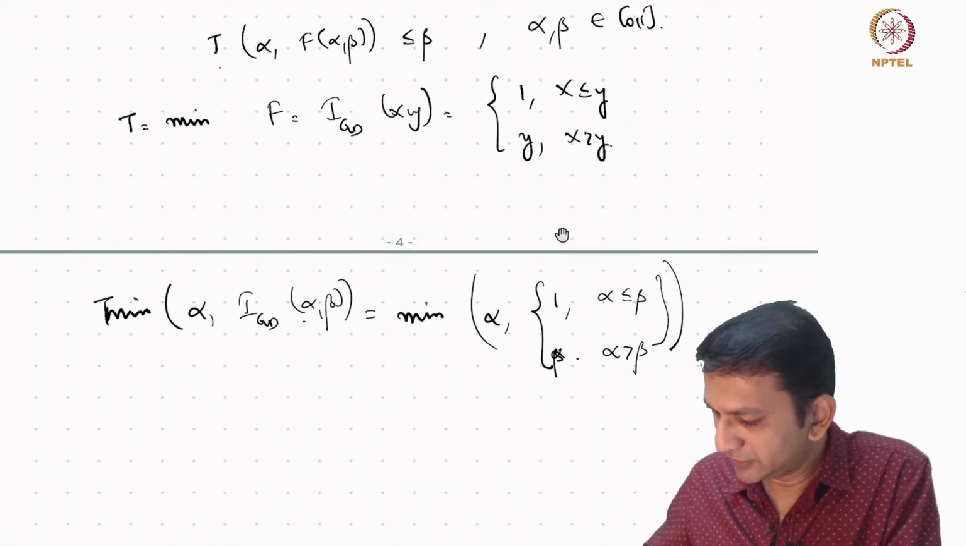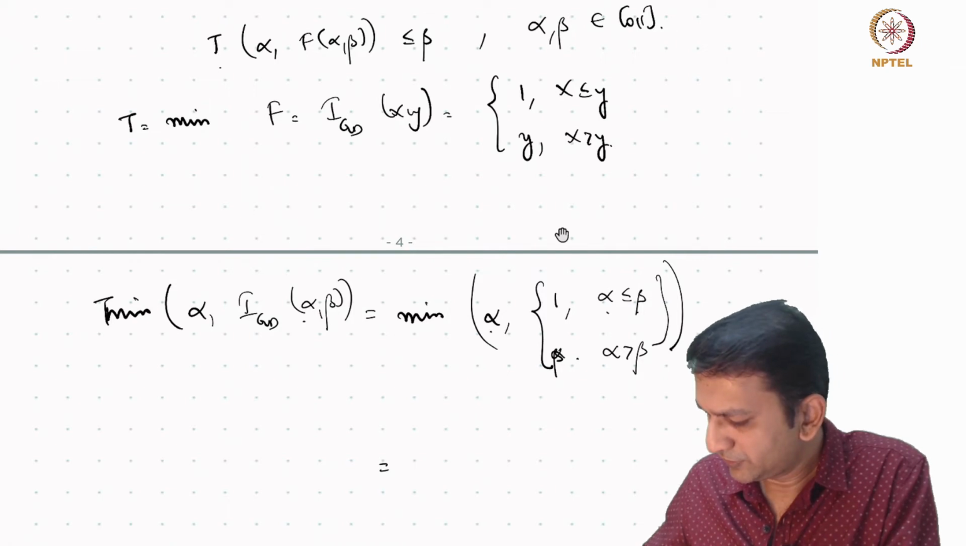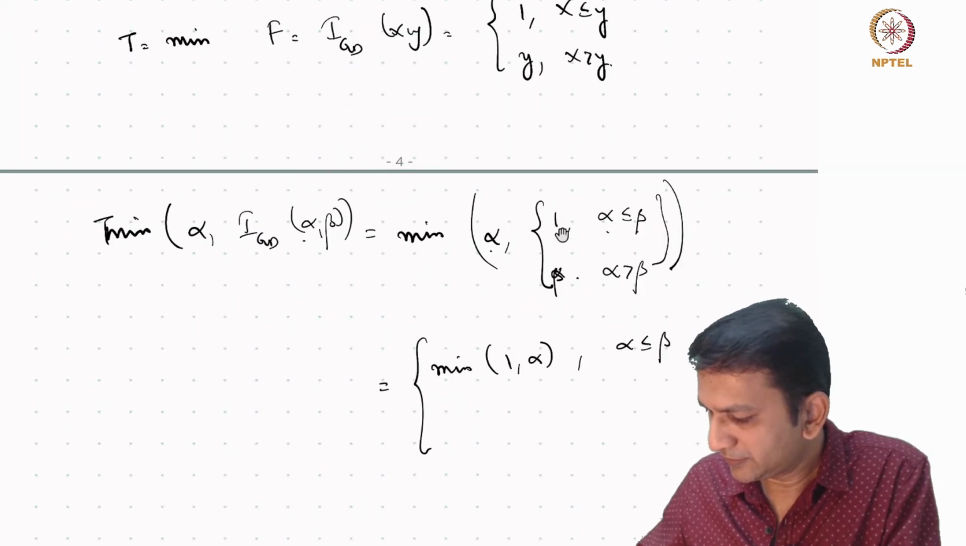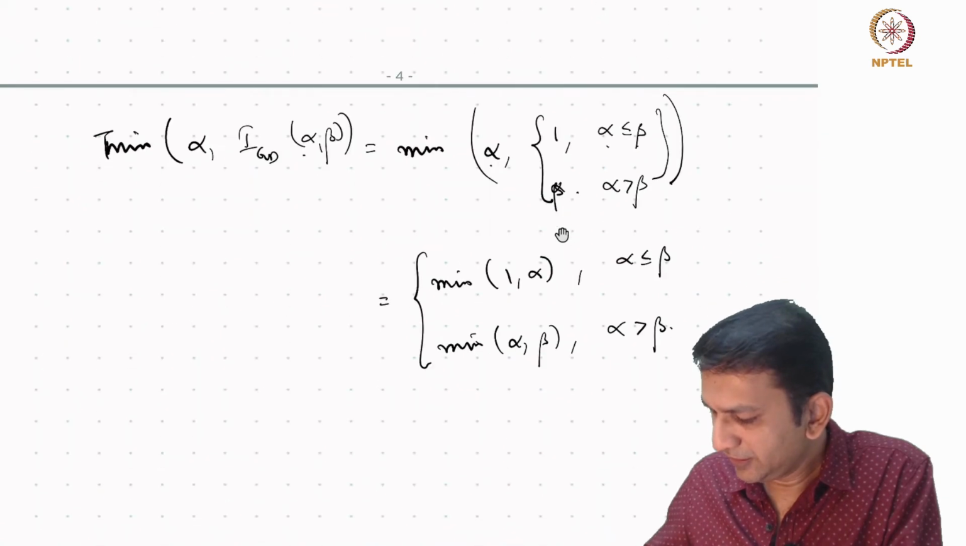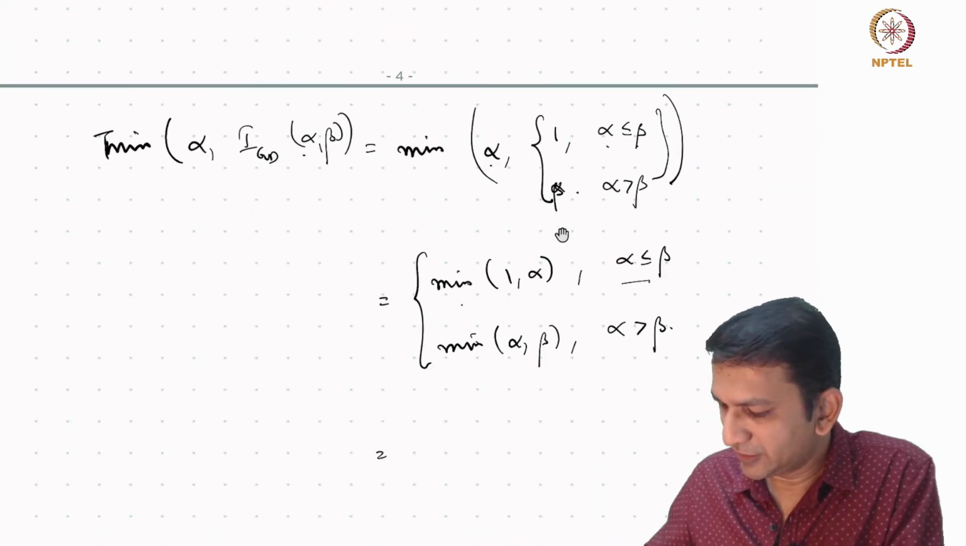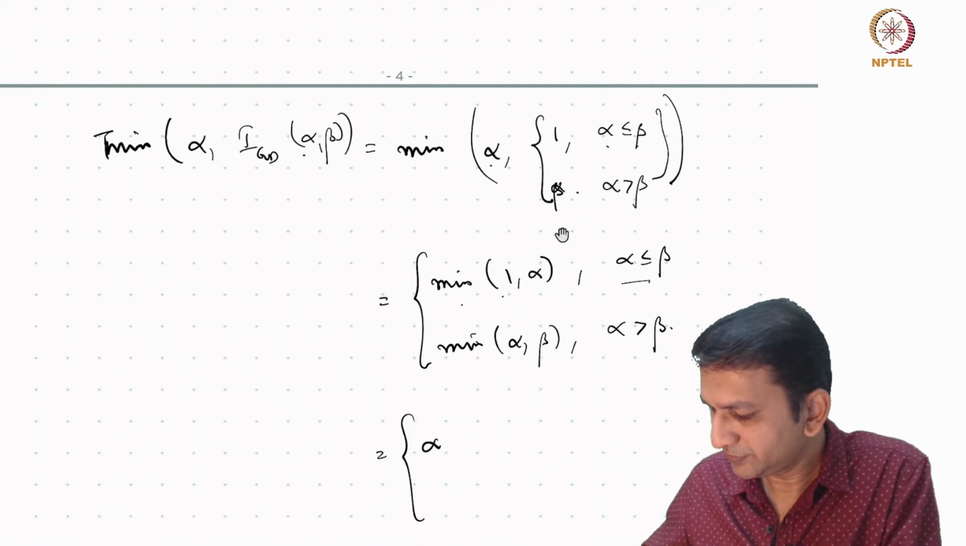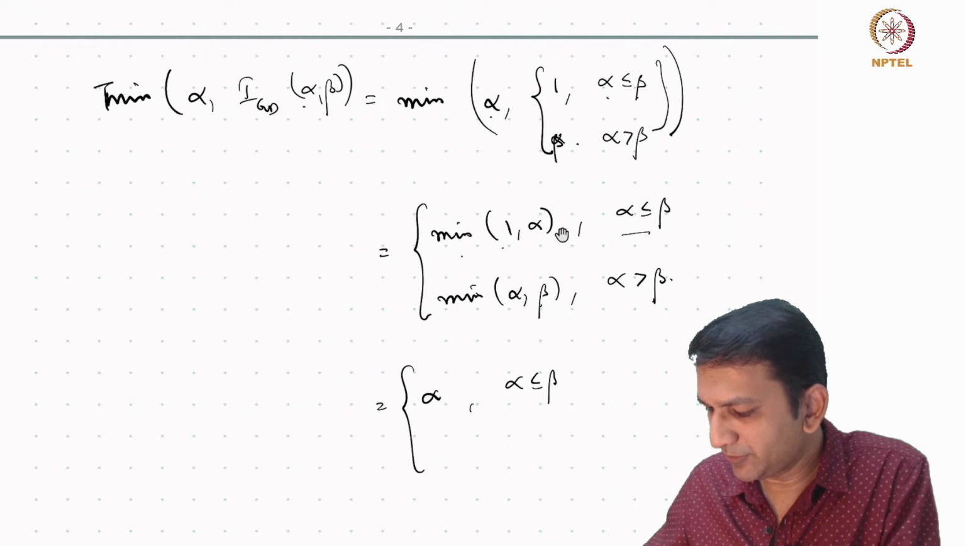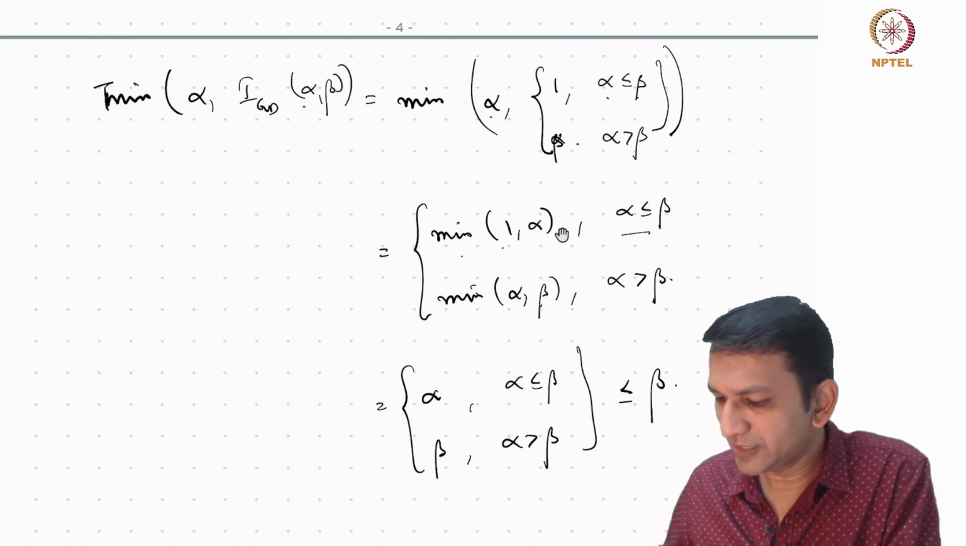So now this is essentially, if alpha is less than or equal to beta, it is minimum of 1 comma alpha, and it is minimum of alpha comma beta if alpha is greater than beta. Clearly, if alpha is less than or equal to beta, it is alpha, and if alpha is greater than beta, then minimum of alpha beta is beta, and we see that this entire thing is always less than or equal to beta.